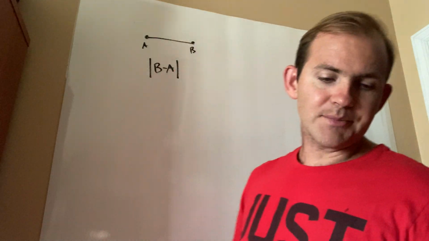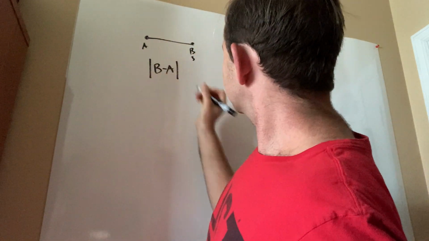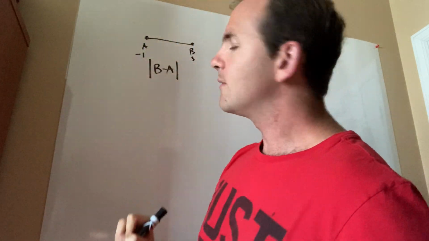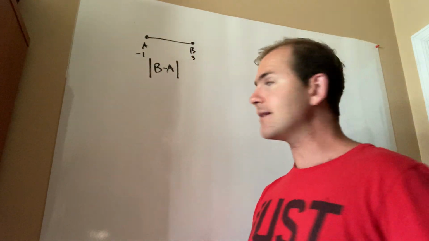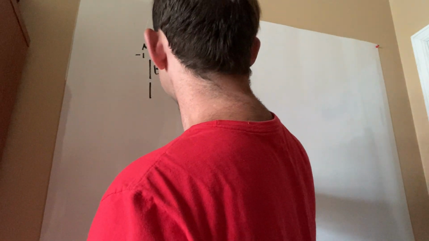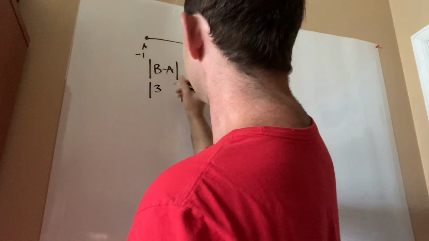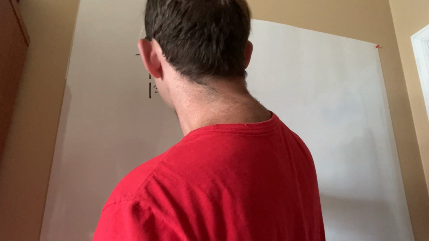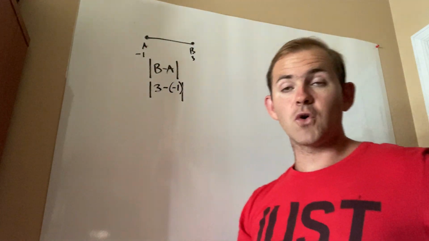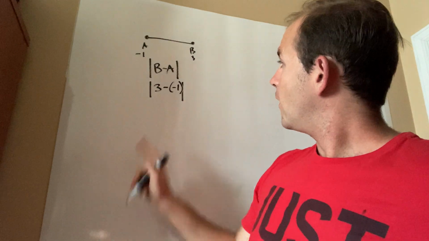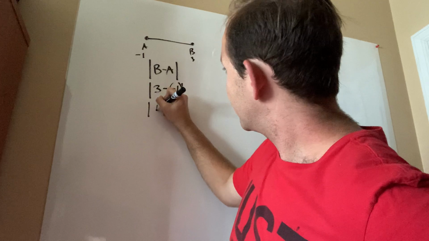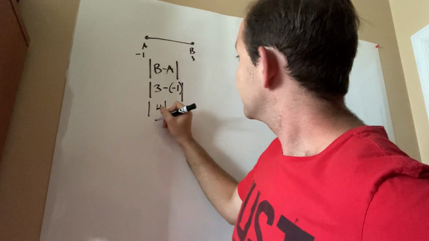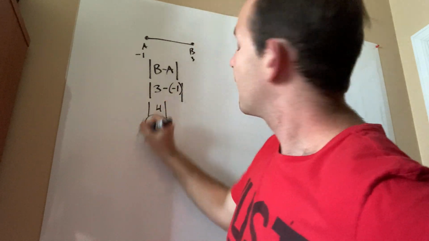So if you take a look at the example that's in your packet, point B was at, I think it was 3 units, and point A was at -1. So in order to find the length of that segment, I would simply do the absolute value of 3 minus -1. Now be careful, of course. Recall that minus a minus is a plus. So 3 plus 1 is 4. And in this case, the absolute value of 4 is 4.